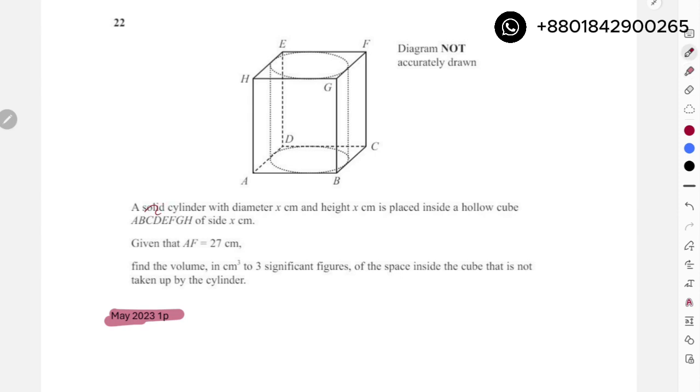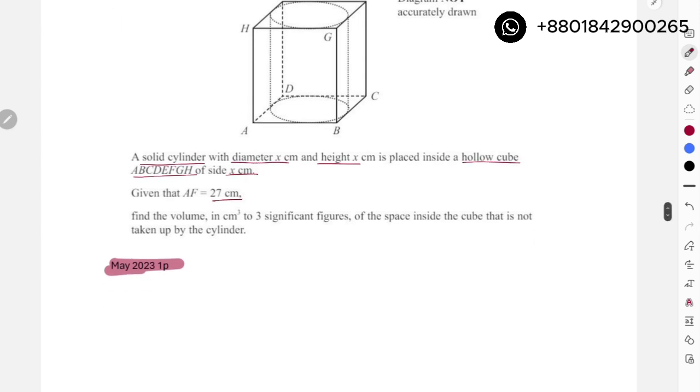This one says that a solid cylinder with diameter x and height x is placed inside a hollow cube ABCDEFGH of side x, and given that AF, the diagonal over here, that length is given as 27. We need to find the volume in centimeters cubed, to three significant figures, for the space inside the cube that is not taken by the cylinder.